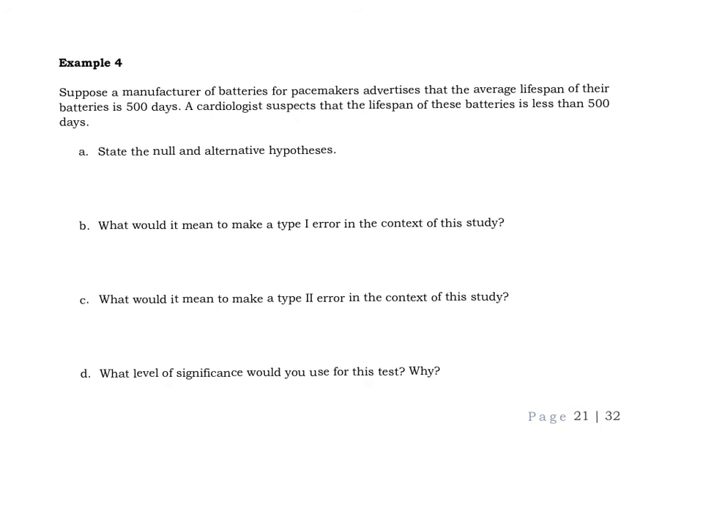Okay, so I'm going to have you pause real quick for example 4. Write out the null and alternative hypotheses for A, and then also come up with what it means to make a type 1 and type 2 error. You can skip over D and then start the video again and see how you did.